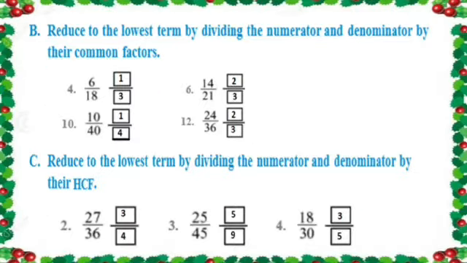Let us discuss the answers for exercise 4.2. E subdivision: 1 by 3, then 2 by 3, then 1 by 4 and 2 by 3. And the answers for the C subdivision are 3 by 4, 5 by 9 and 3 by 5.